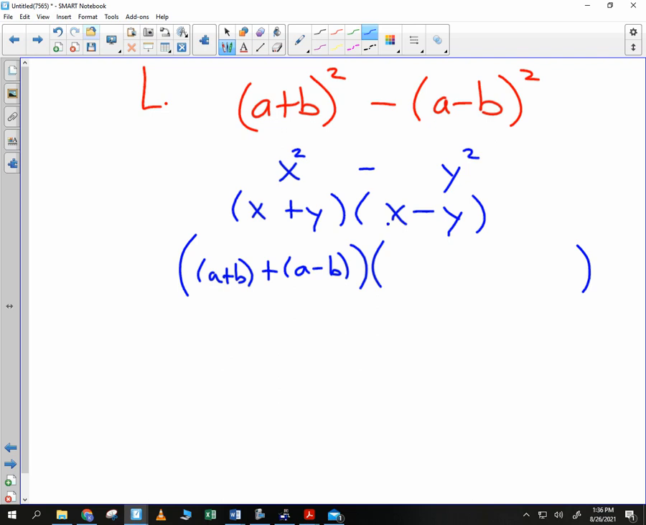Okay, and then I have x minus y. So what do I put in place of x? A plus b minus a minus b.